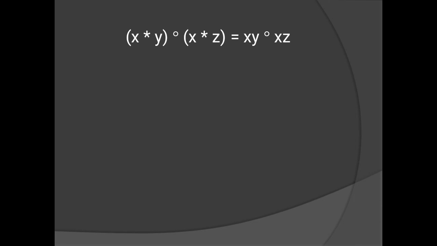So we have x operation y, operation x operation z. Now you can see we have two parentheses. With the expansion, we will always have two parentheses, and we solve them simultaneously. So we deal with x operation y and then x operation z at the same time. What does x operation y say? The star says first one times second one.